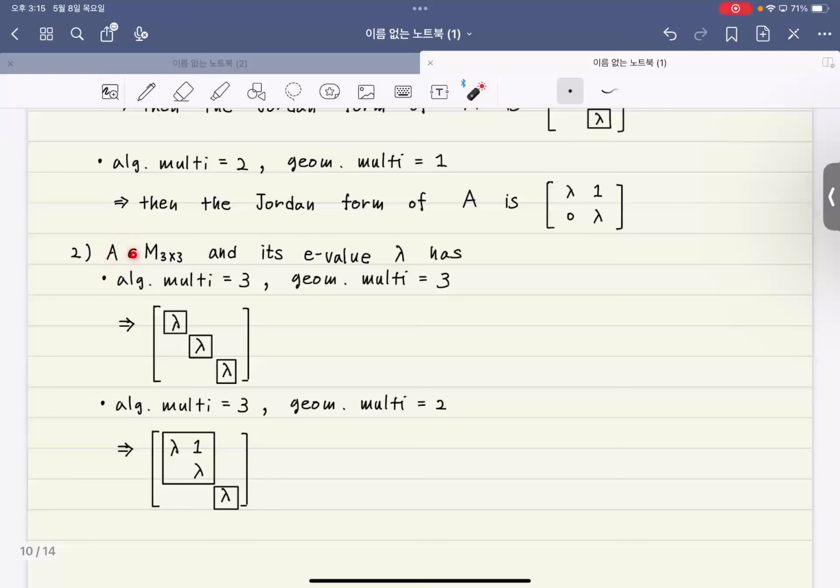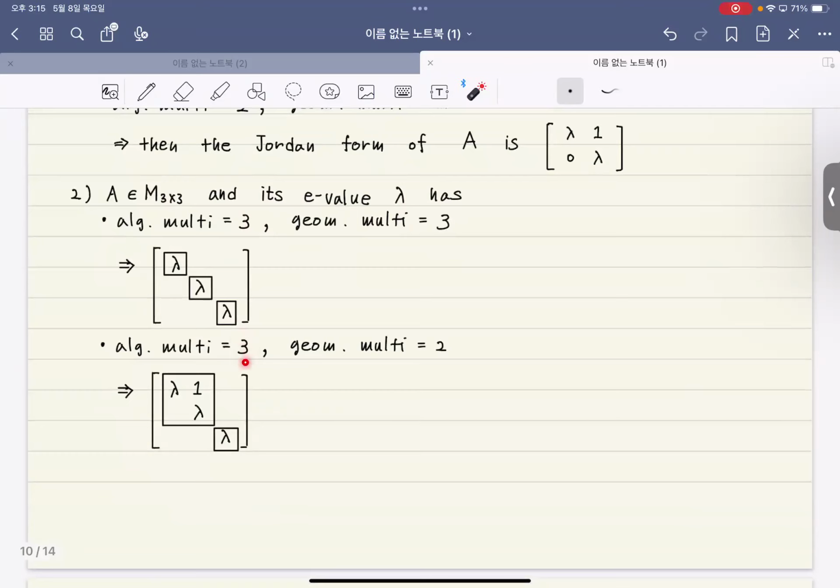If A is 3 by 3, and suppose that this eigenvalue lambda has algebraic multiplicity 3 and geometric multiplicity 3. Geometric multiplicity 3 means I will need to have 3 Jordan blocks, and the sum of sizes of these Jordan blocks must be 3, right? So this is the only possible scenario.